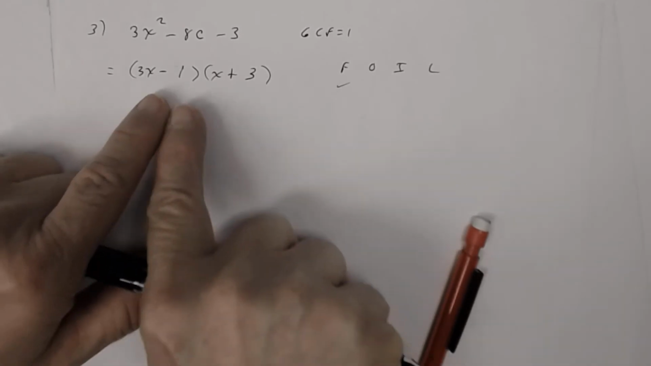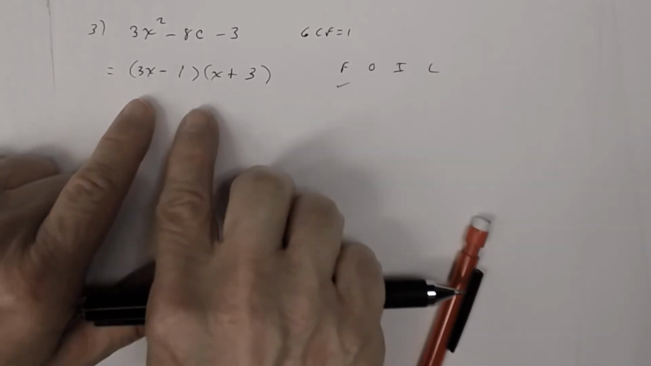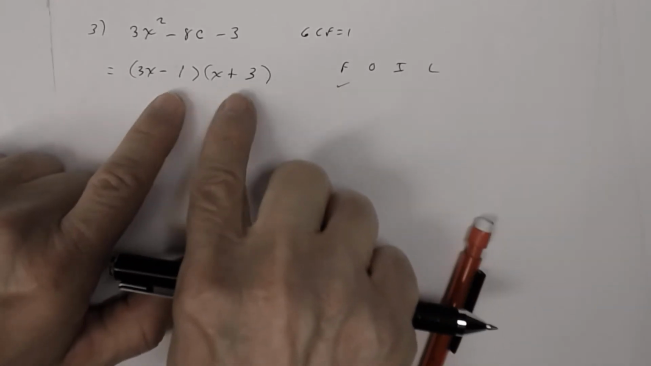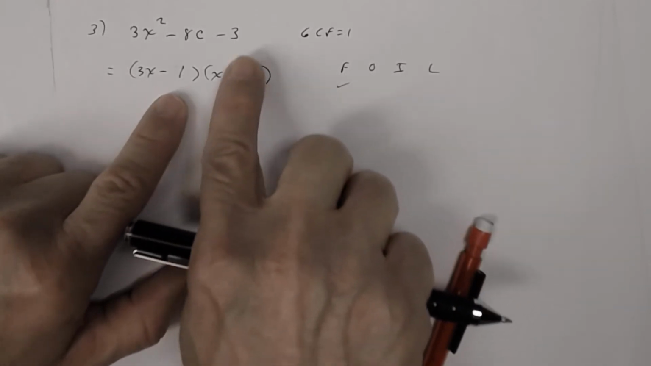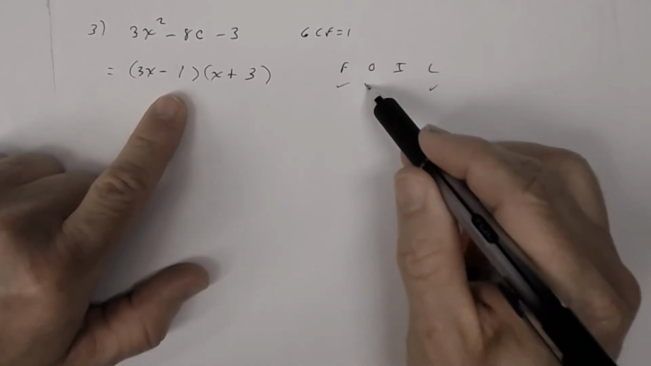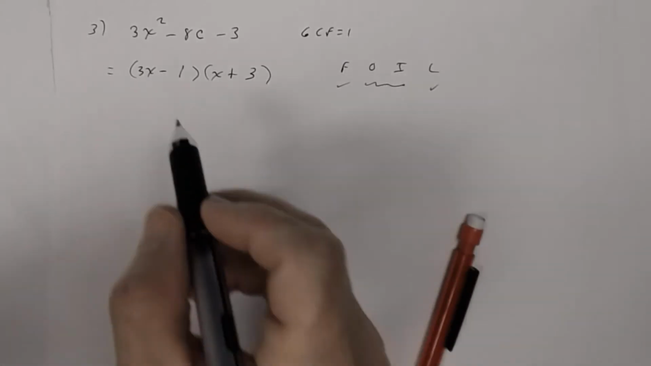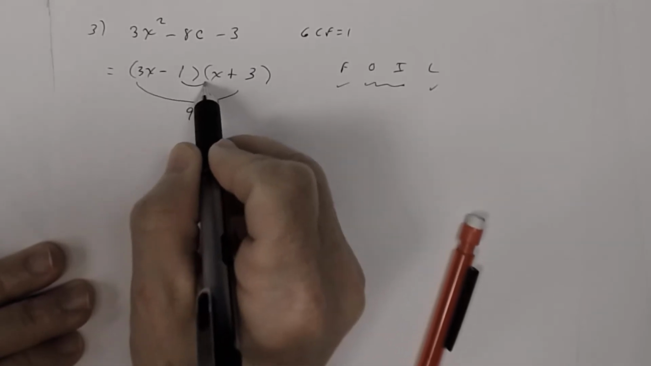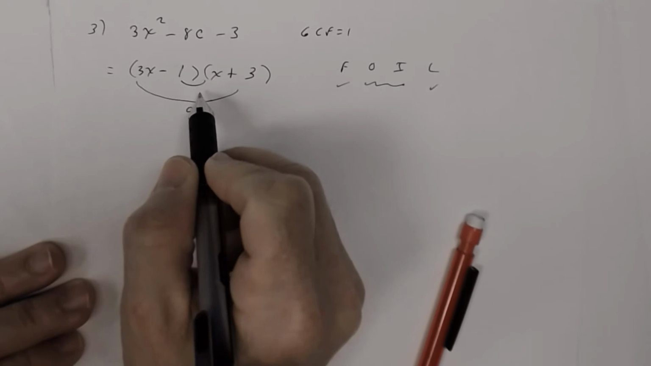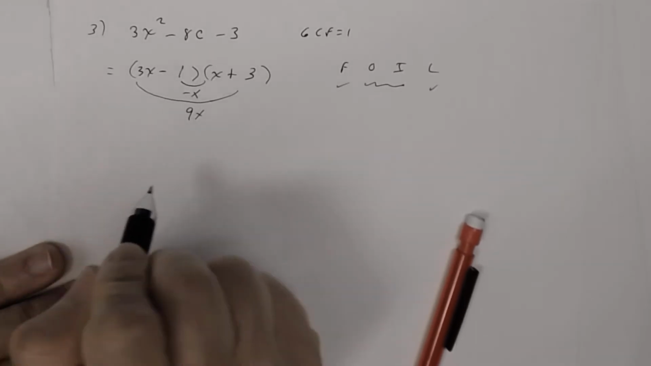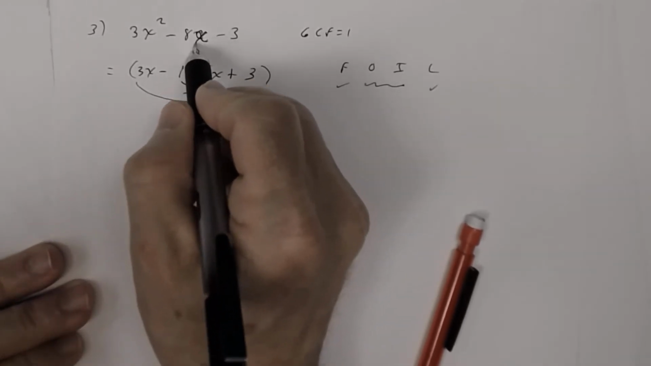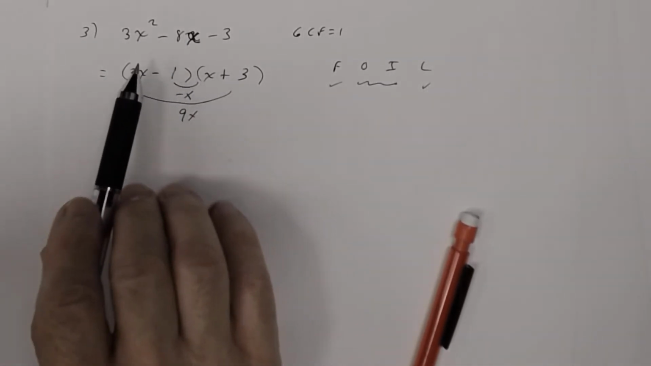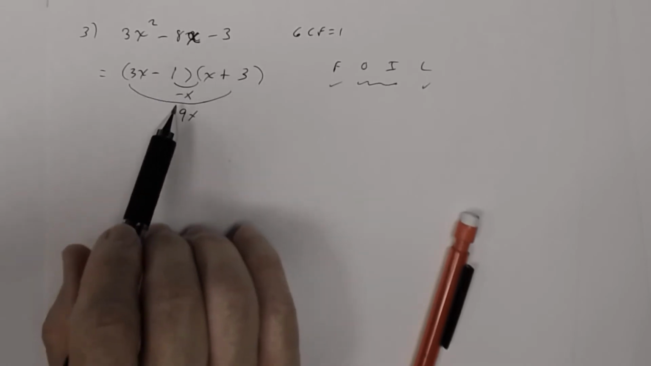Okay, so let's check this. My F is okay. 3x times x is 3x squared, so I'm good. Now let's go to the L. Negative 1 times positive 3 is a negative 3, so far I'm okay. Now let's do the outer and the inner. The outer, 3x times 3 is 9x. The inner, negative 1 times x is negative x. And I forgot, I'm sorry, this is supposed to be x right here. Your variables have to be the same. So that's supposed to be x, so negative x.